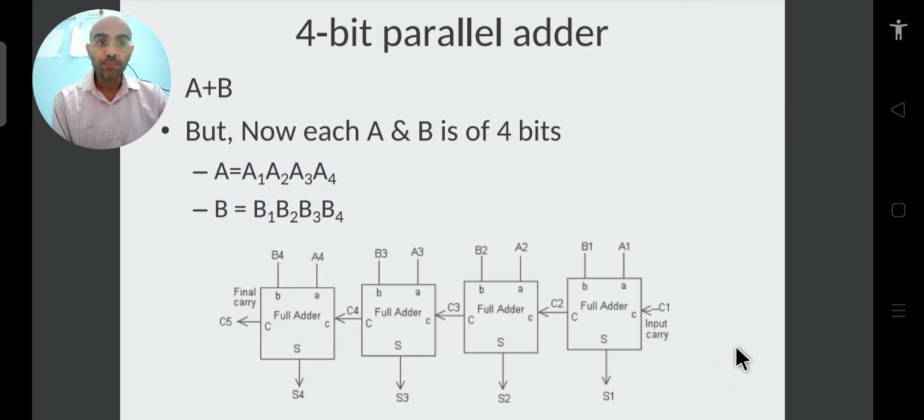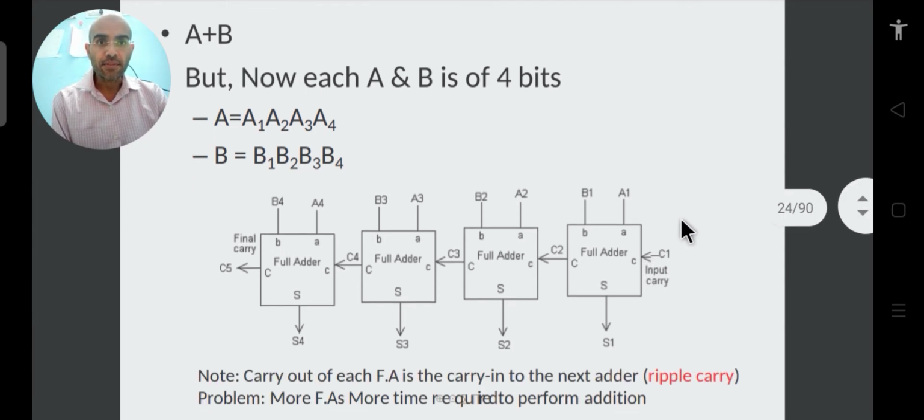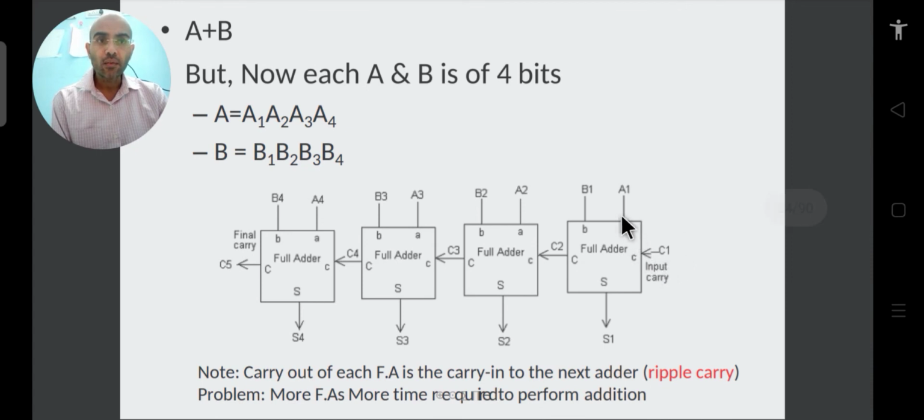Starting from the LSB, A1 is our LSB and A4 is our MSB. Similarly, B1 is our LSB and B4 is our MSB. And we are also getting some carry input. For this particular circuit we apply all the inputs simultaneously, but the output, although generated simultaneously, is not correct. Why is it not correct? Because the carry output is propagating, it is rippling actually.